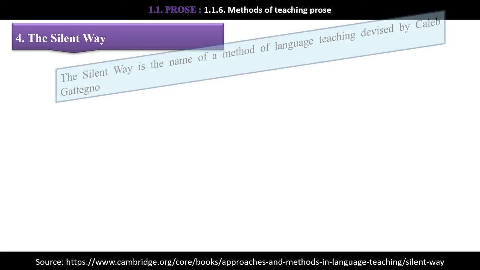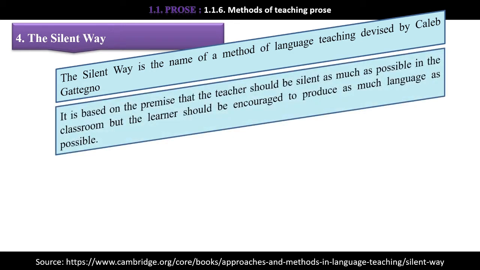The next method is the silent way. The silent way is the name of a method of language teaching devised by Caleb Gattegno. This is a very important method. It is based on the premise that the teacher should be silent as much as possible in the classroom. See, this is a very important thing, that as a teacher we should remain silent in a classroom, but the learner should be encouraged to produce as much language as possible.